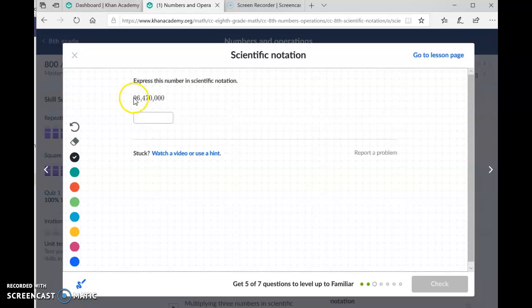This next one here, you're going to do the same thing. Your decimal point starts right here, right at the end. Alright, it's going to start right there. So how many times do you need to move it over in order to get a number that is less than 10 but bigger than 1? That number that's less than 10 and bigger than 1 is the number that goes in the front, and then times 10 to whatever power. So how many spaces did you move over? All right, so I'm going to leave this here.